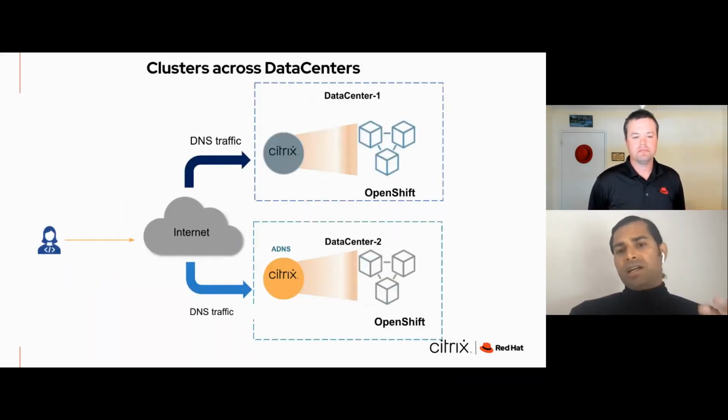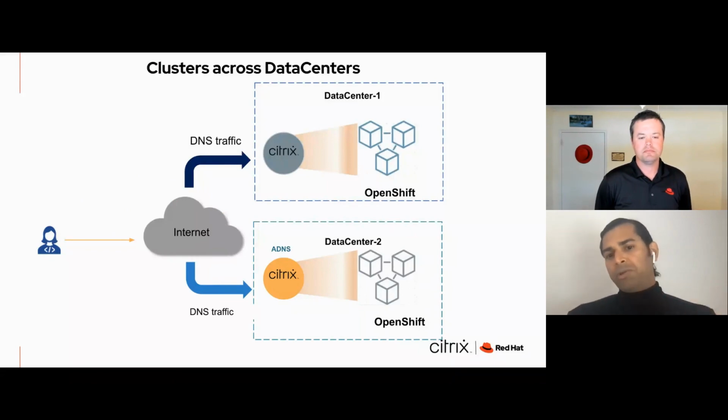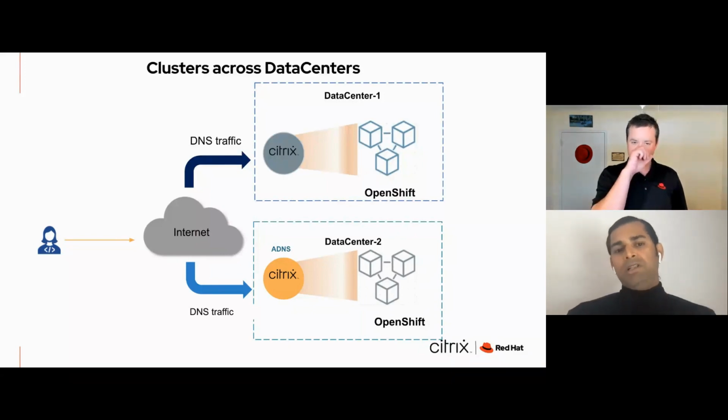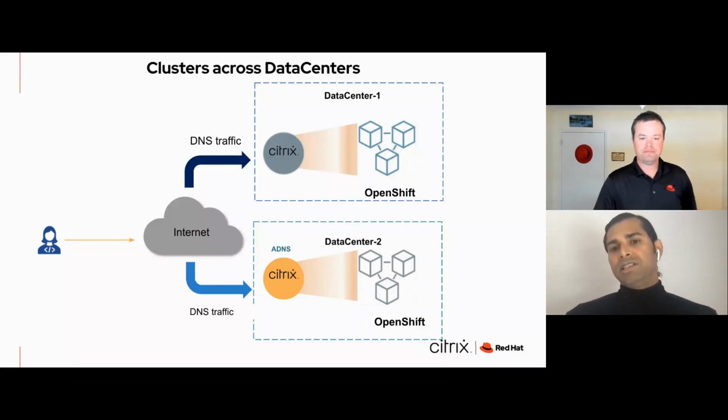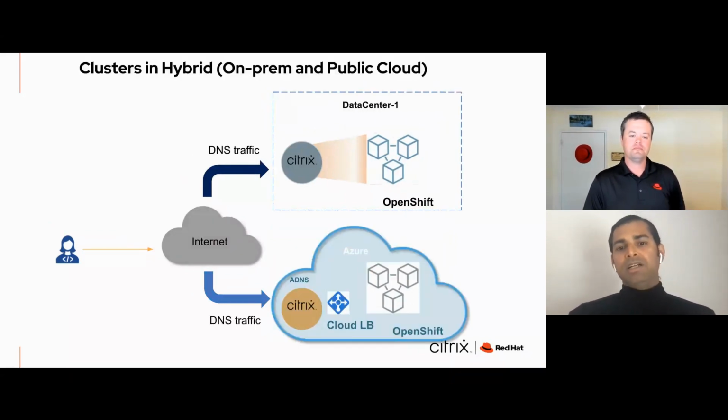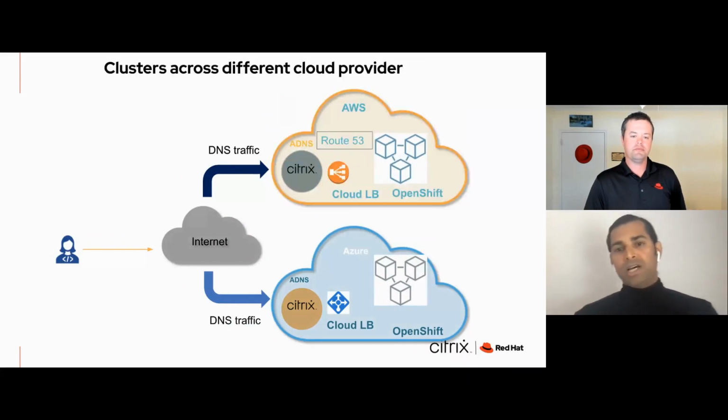I think I covered this use case. You might have multiple data centers or clusters spread across different failure domains. We can enable delivering the traffic using Citrix ADC. You can have this on-prem and public cloud kind of environment, and we can do that. You can do it across different clouds as well, Amazon or Azure; you could use Citrix ADCs there to route the traffic.